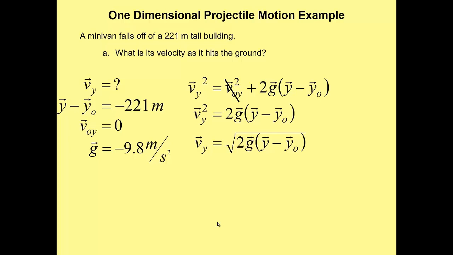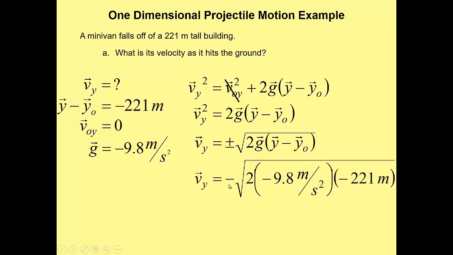Now, your calculator will always give you the positive answer, right? But we're in vector algebra, and positives and negatives are very meaningful here, because they mean direction. So we need to remember that this is a positive or negative root, and then we need to choose which answer we want. Well, if this is the final vertical velocity, its velocity as it hits the ground, what direction is the minivan going? It's going down. So we want to choose the negative answer.